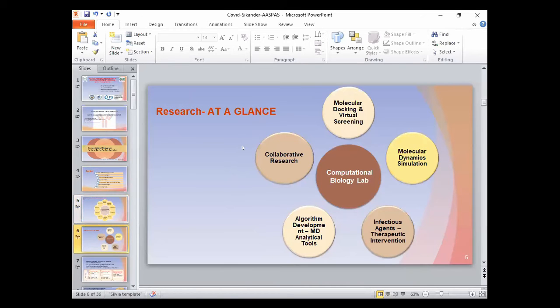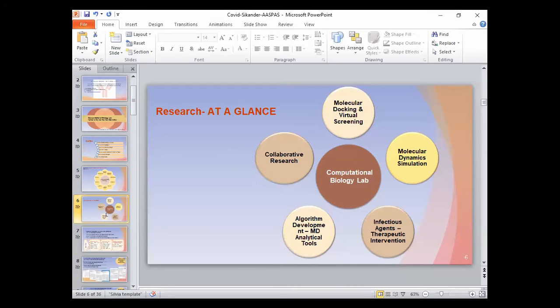In our research we follow the molecular docking and virtual screening approach. Molecular docking is an approach in which we fit a molecule into 3D space, and molecular dynamics is the extension of this whole mechanism, where we check the runtime dynamics of the simulation of the proteins. We also work on infectious agents along with therapeutic intervention, with algorithm development and some analytical tools. And we have certain national and international collaborative research as well.